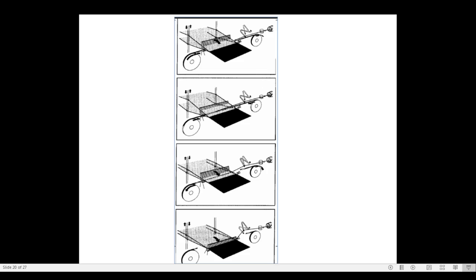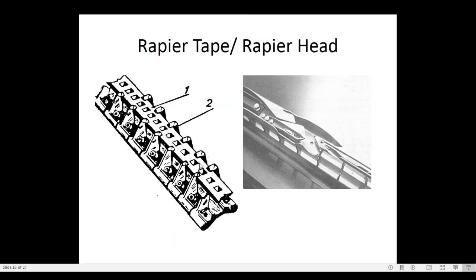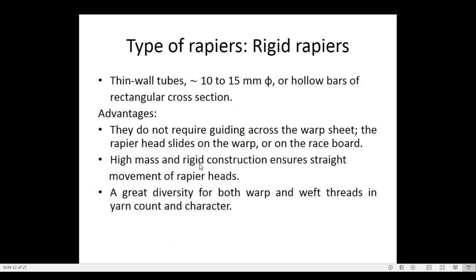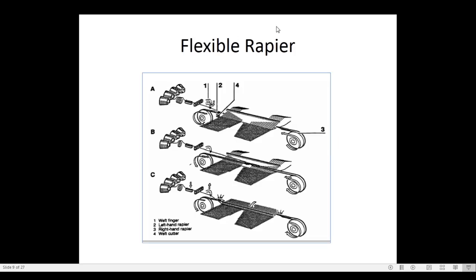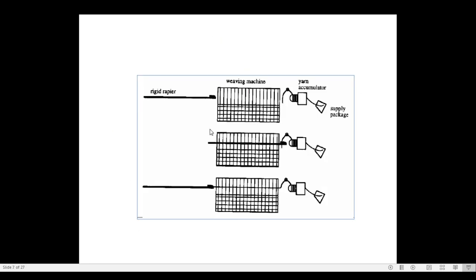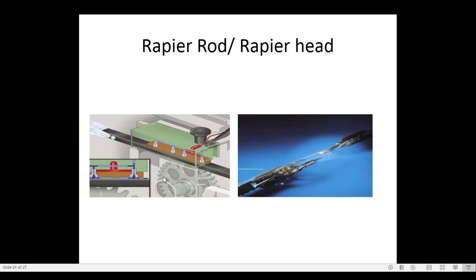So once again, see the figure. Again, there are many more figures, we can concentrate and see here. This is the rigid rapier. This is again the flexible rapier I am showing, cutter, clockwise movement, anti-clockwise. This figure is clear. So this was the single rapier. These are the concepts we have covered.